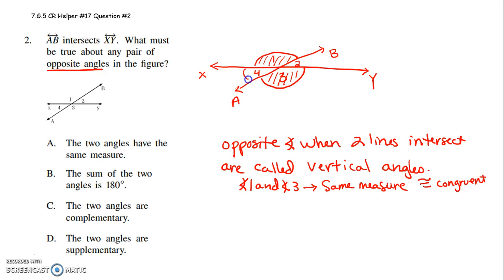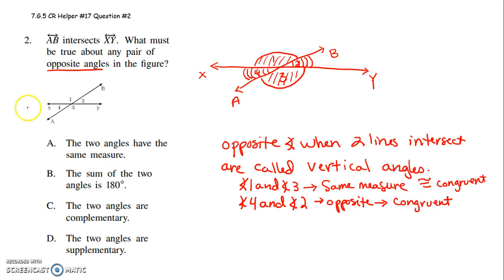Like here, if we look at angle 4, just trying to draw it so it doesn't look the same as the other, and we look at angle 2, angle 4 and angle 2 have the exact same measure. Angle 4 and angle 2 are opposite each other. And those are also congruent, have the same measure.